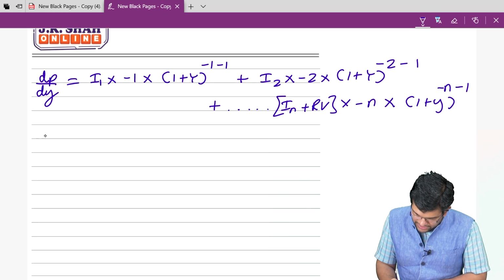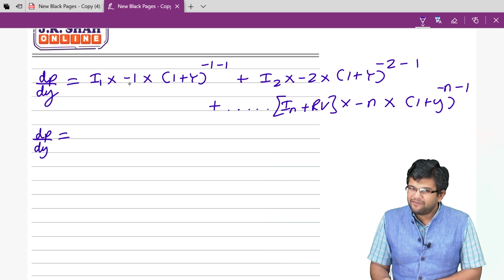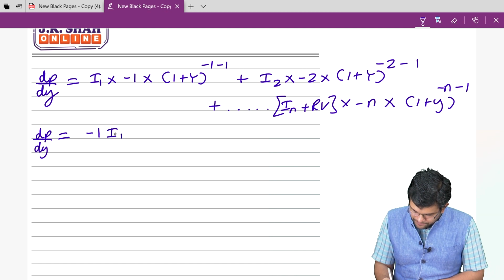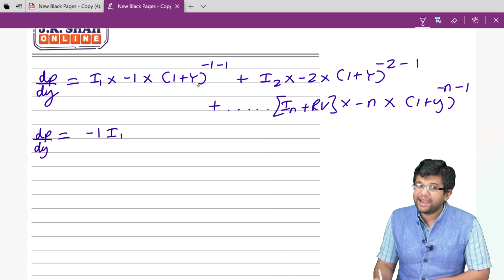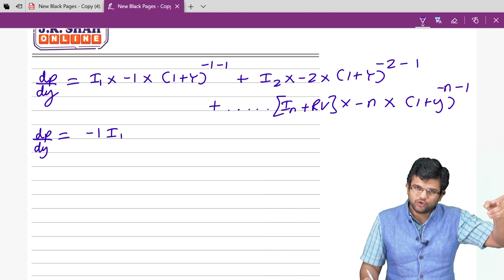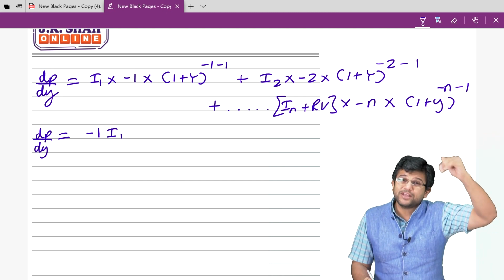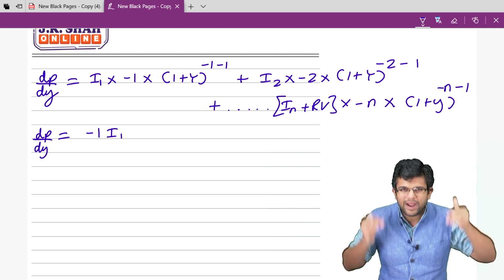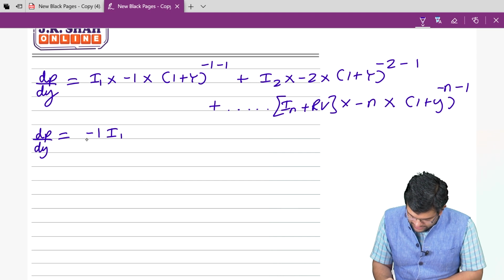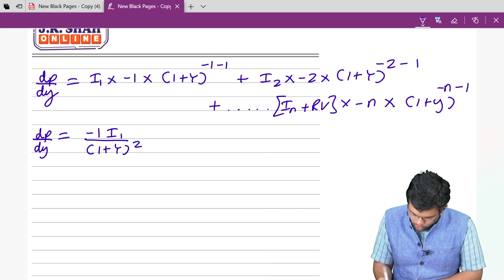So I'll do dP upon dY is equal to, children, I1 into minus 1 will be minus 1 I1, and then 1 plus y raised to minus 1 minus 1 will be minus 2, and 1 plus y raised to minus 2 is nothing but 1 upon 1 plus y raised to 2. Everybody clear? So I'll just divide this by 1 plus y raised to 2.